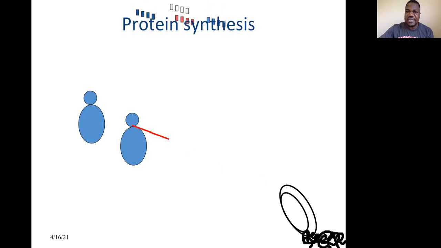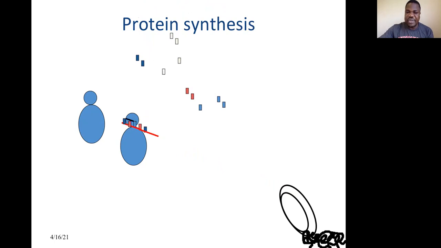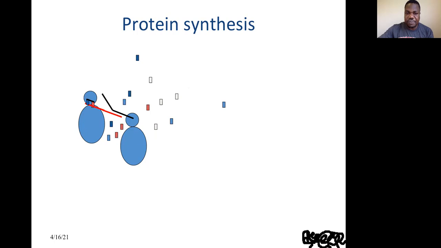And from there, the instruction will be given to the transfer RNA to bring different amino acids depending on the protein to be synthesized. So you have different amino acids that will then be organized in a specific fashion to develop a new protein that is formed. This mechanism is called translation, and it takes place in the ribosome.